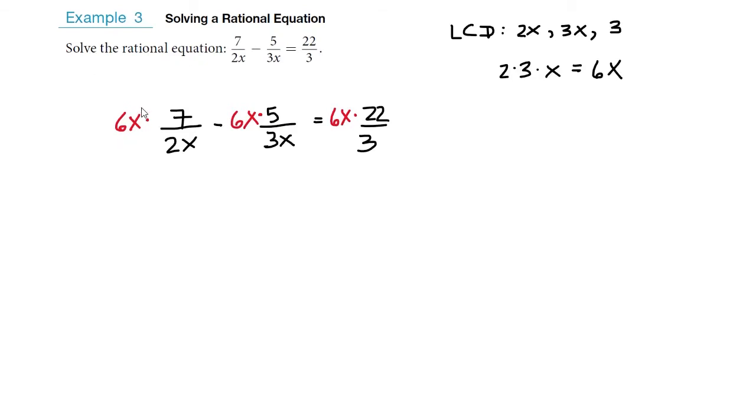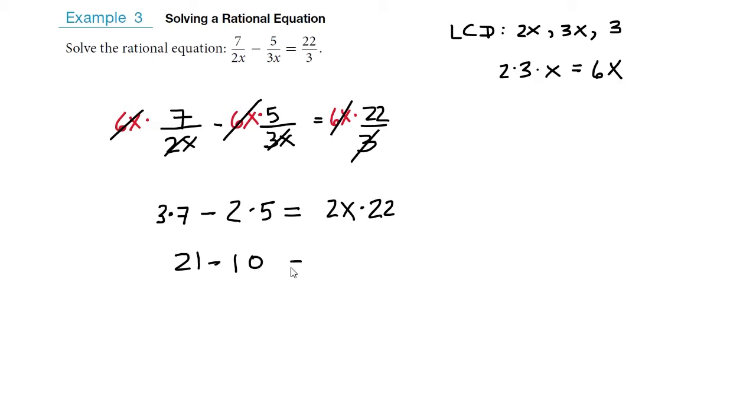So this is going to simplify to 3 times 7, subtract 2 times 5 equals 2x times 22. So this is 21 minus 10 equals 44x, or 11 equals 44x. I'm going to flip these around.